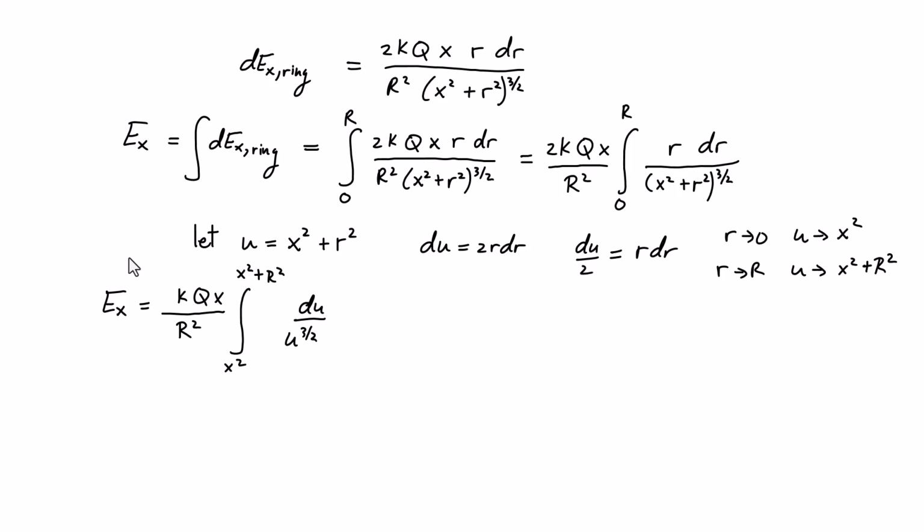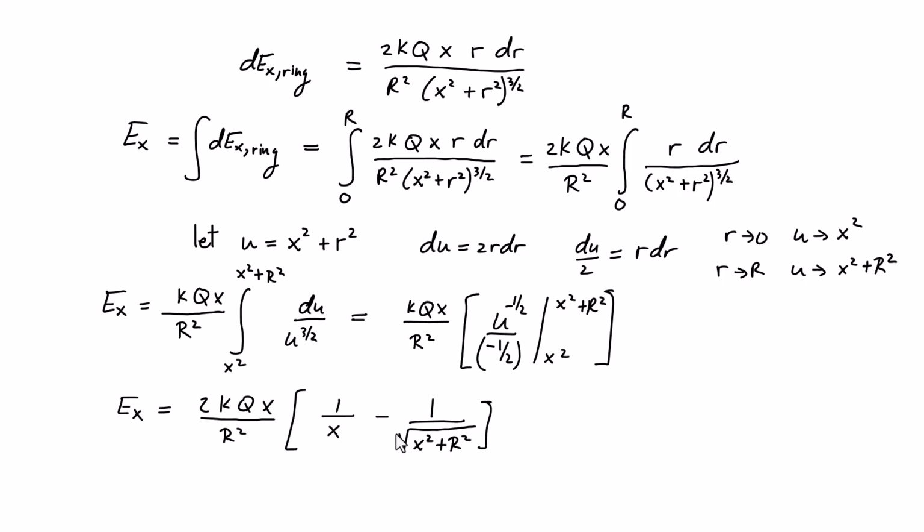So you're integrating 1 over u to the 3 halves. That's a very straightforward integral to evaluate. Go ahead and do that. Substitute the limits of integration inside my expression. Just be careful with the negative signs and the factors of 2's. And at the end of the day, we get an expression that looks like this.